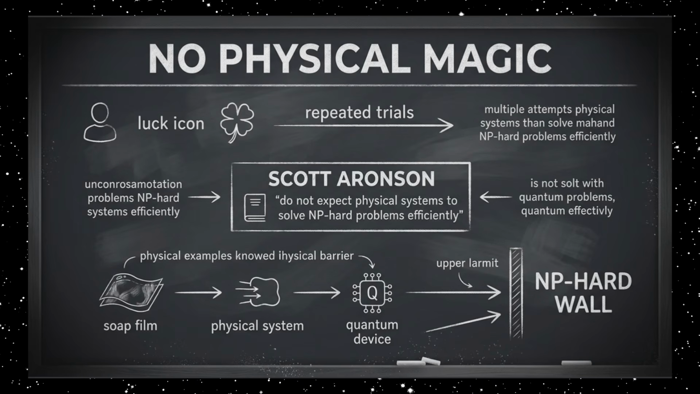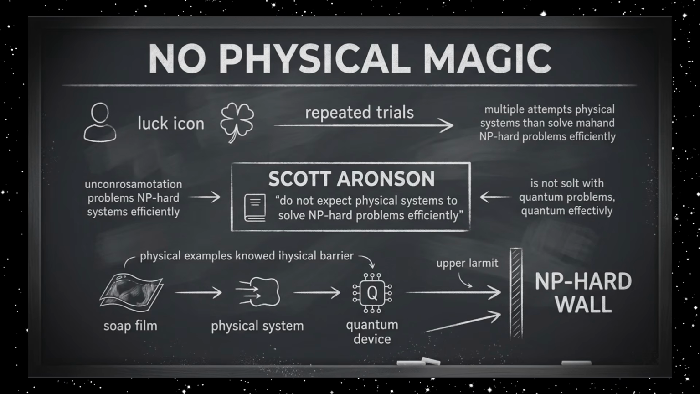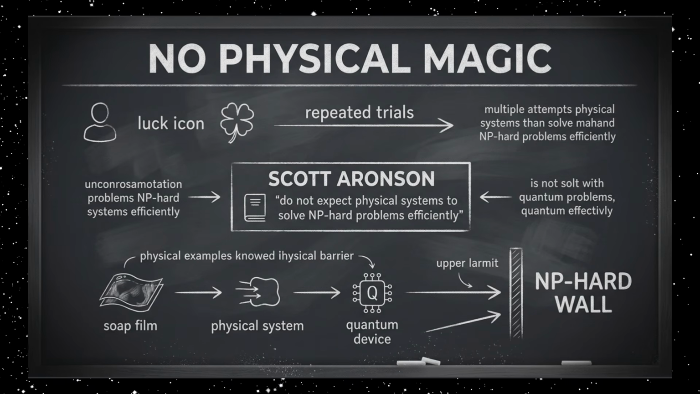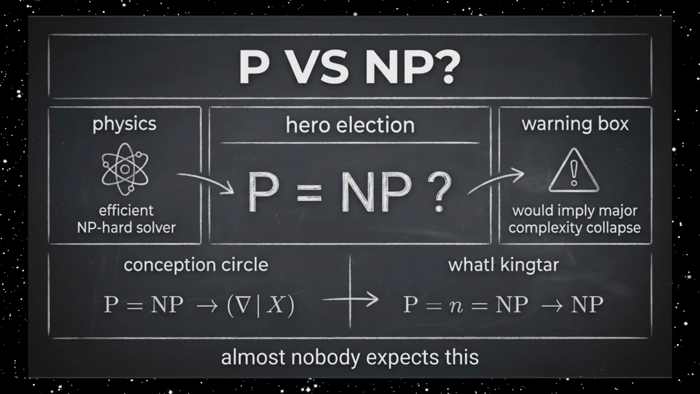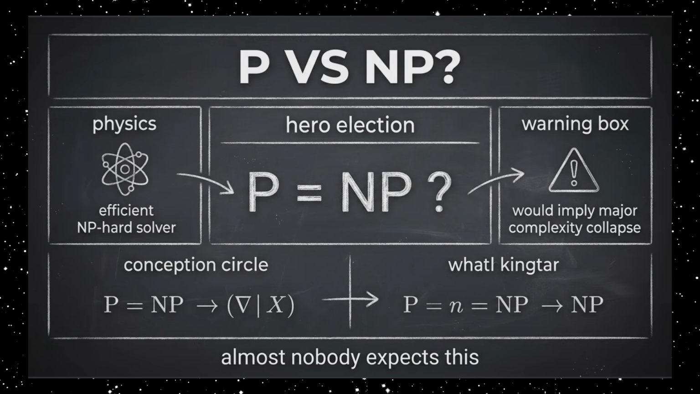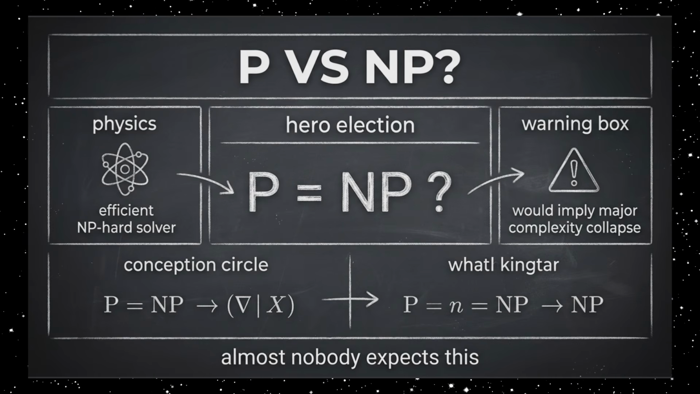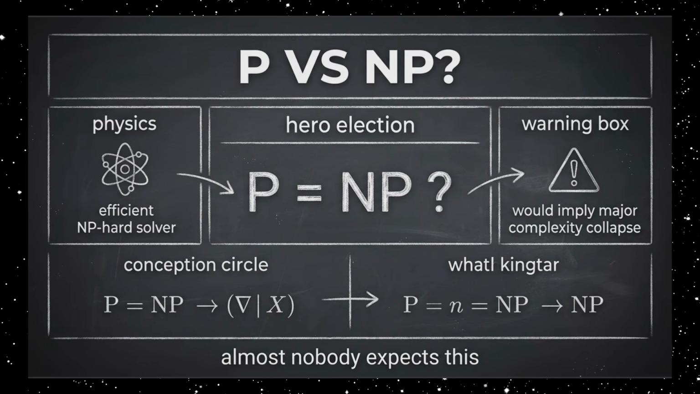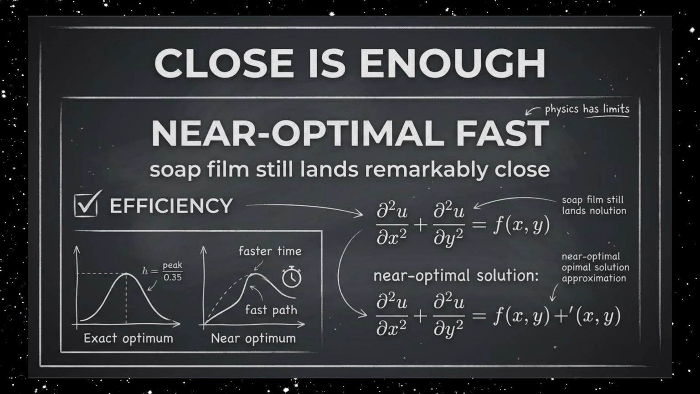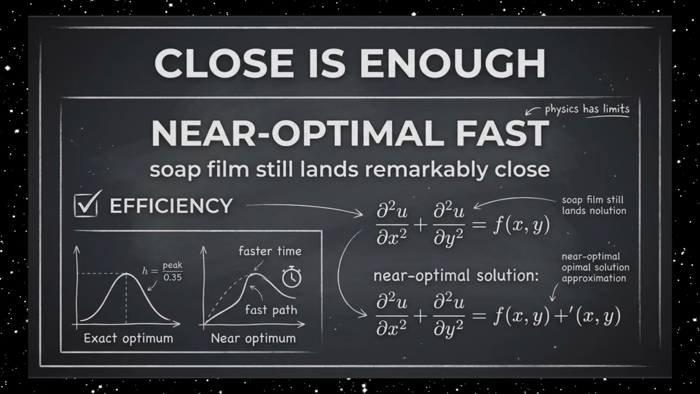You might need luck. The computer scientist Scott Aaronson has made a very persuasive argument that you should not expect any physical system, not soap films, not quantum computers, not anything, to systematically solve NP-hard problems efficiently. Because if a physical system could do that, it would essentially constitute a proof that the mathematical class P equals the class NP, and essentially nobody believes that's true. The universe, for all its cleverness, probably can't cheat the fundamental limits of computational complexity.